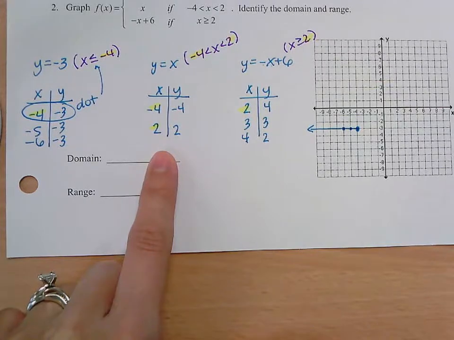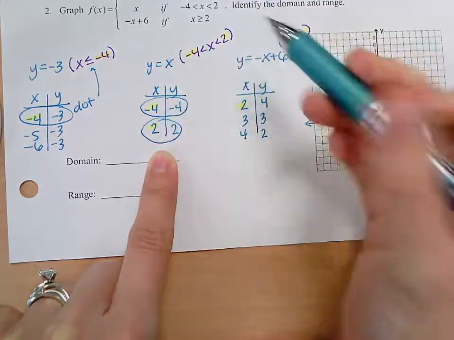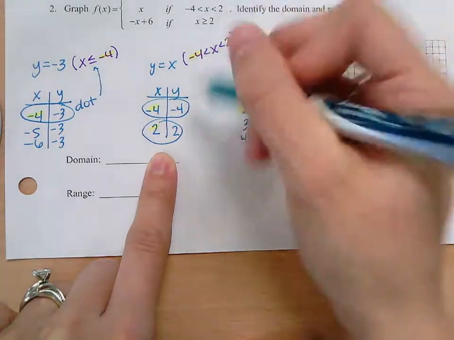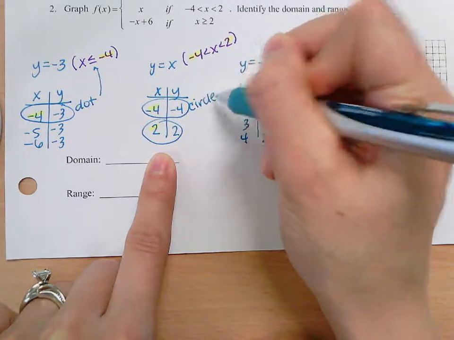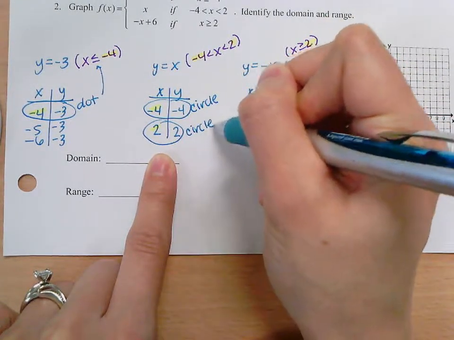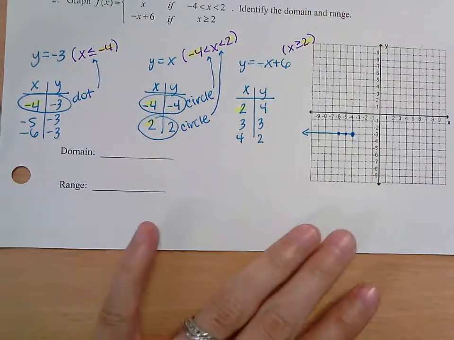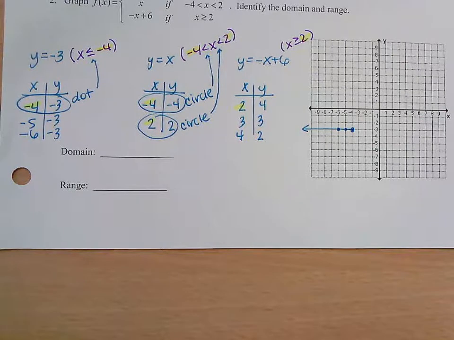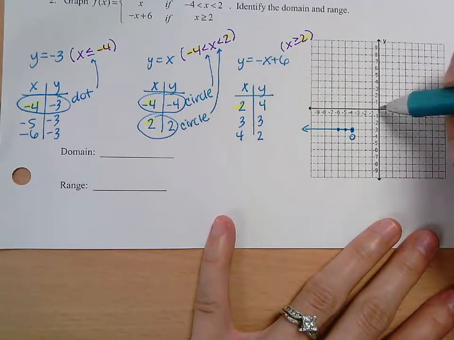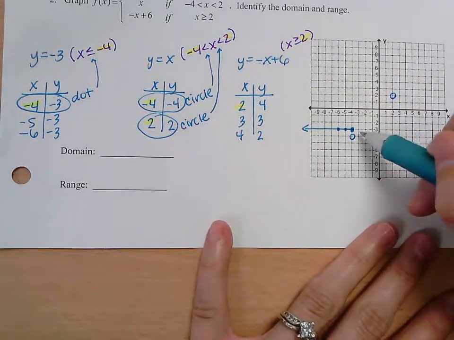Then for the middle piece, these are both endpoints. Should the -4, -4 be a circle or a dot? And what about the 2, 2? That's also a circle. They're both circles because neither one is included. It's not equal to. So -4, -4 is a circle. 2, 2 is a circle. And like I said, it's a segment, so they're just connected.